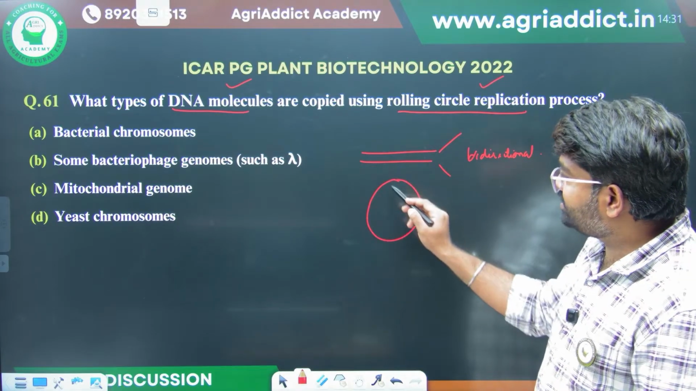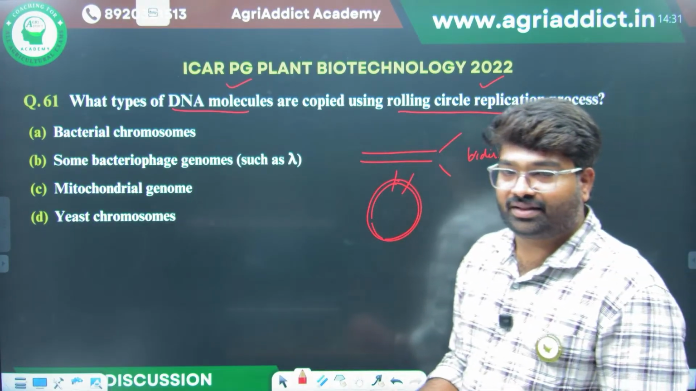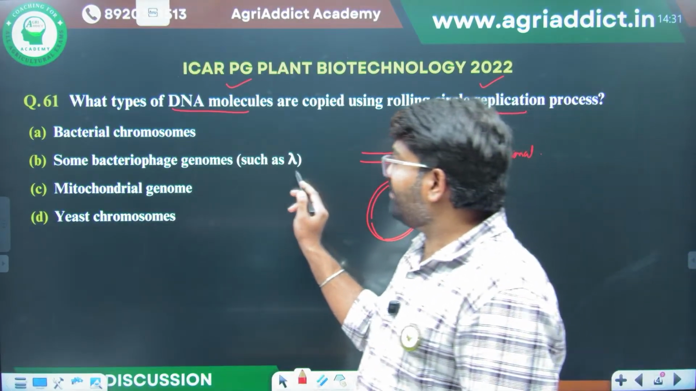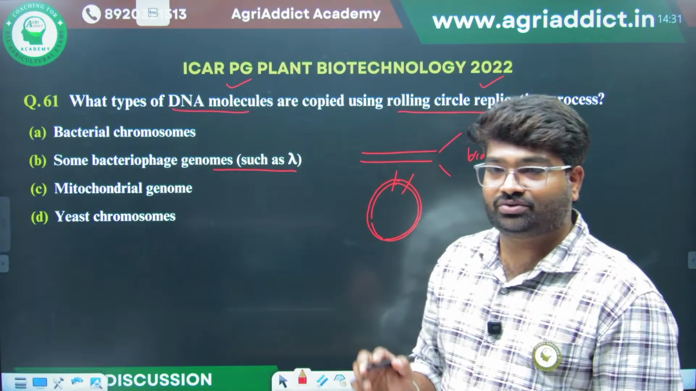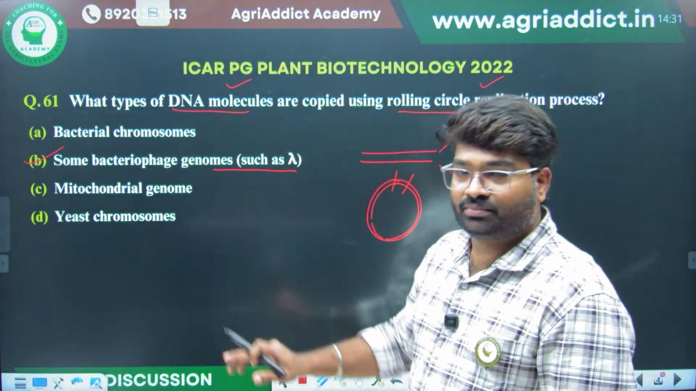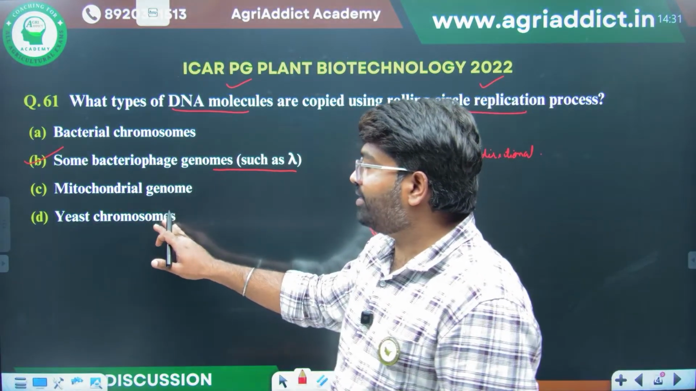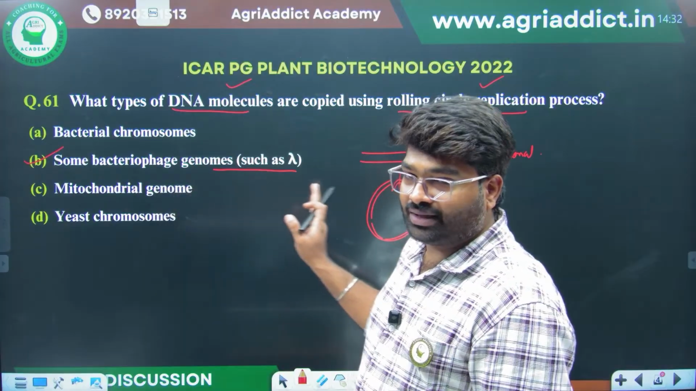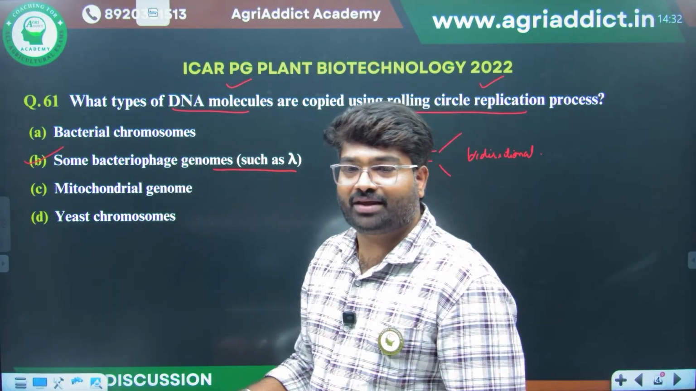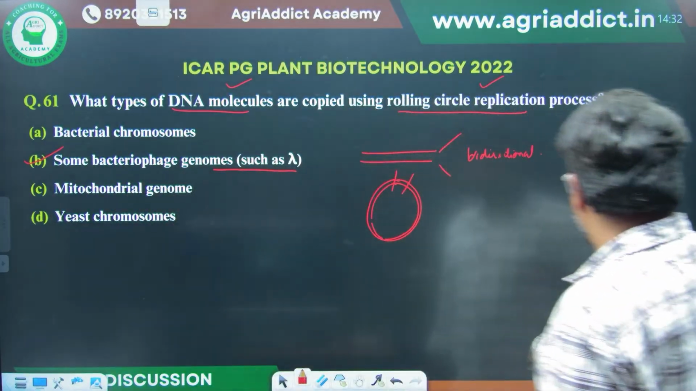If it is a prokaryotic genome like a circular genome, that will also be replicated by the bidirectional method. But I already told in our previous class itself, the bacteriophage lambda genome will have the rolling circle method of DNA replication. So the right option will be option B. Remaining: yeast chromosome, it is eukaryotic. Mitochondrial genome, there also the bidirectional method of replication will happen. Bacterial chromosome, there also the same thing will happen. So the rolling circle method will happen in bacteriophage lambda.